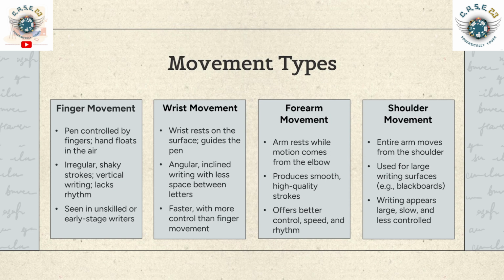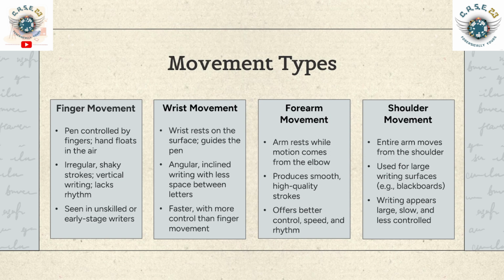And the third is the movement of the forearm. In this type, the forearm rests lightly on the table and movement comes from the elbow area. It gives you smooth, flowing, and well formed strokes. So, the writers using this movement usually have better speed, control, and natural rhythm in their writing. It is often seen in experienced or trained writers, which is the most ideal movement for good handwriting.